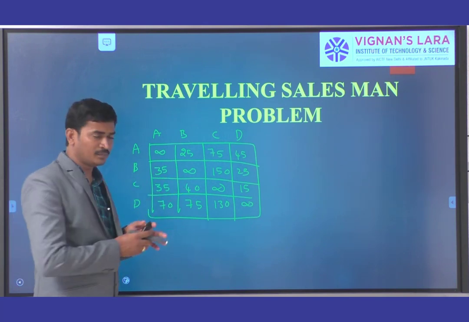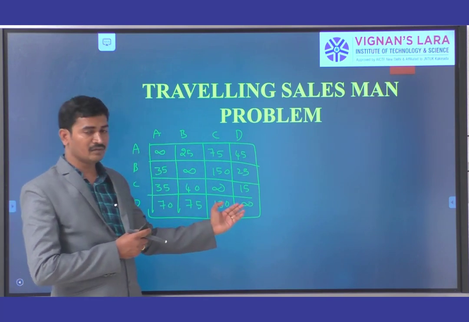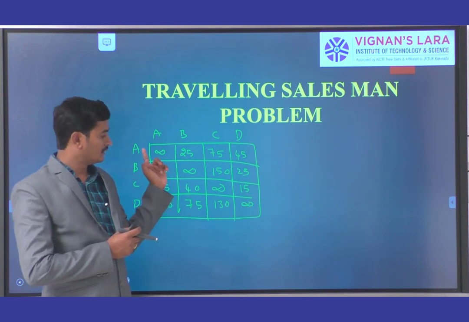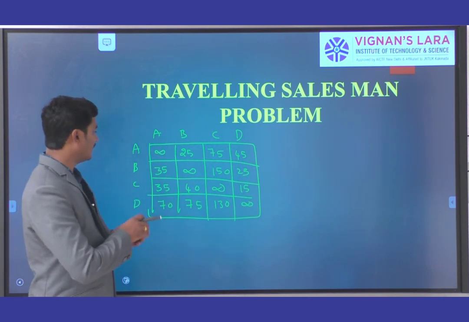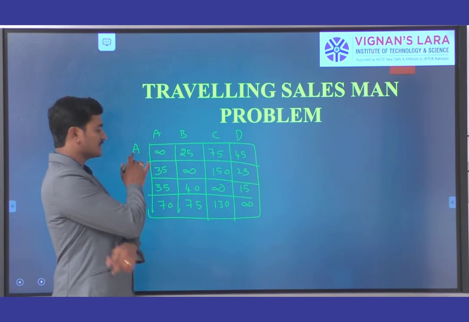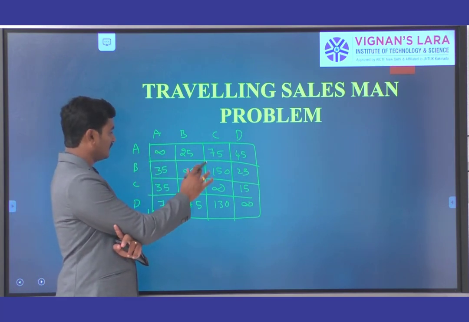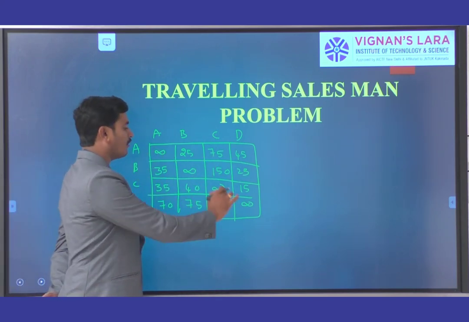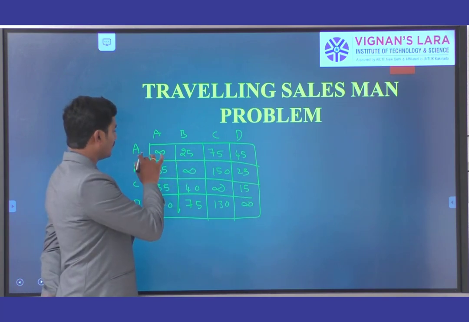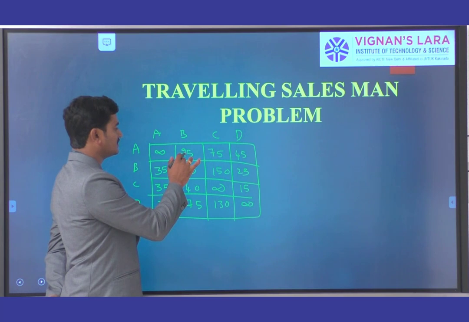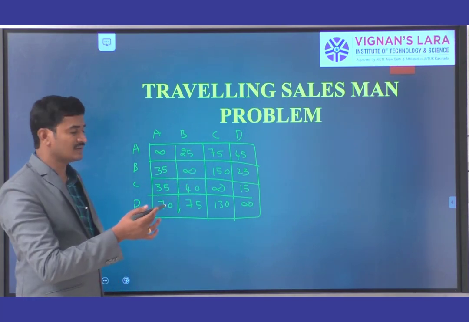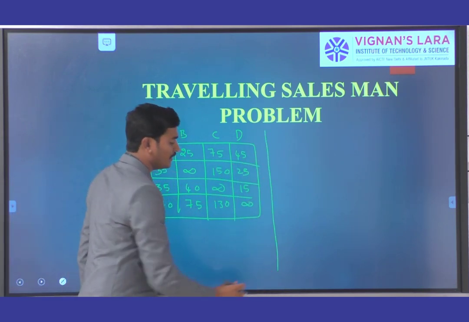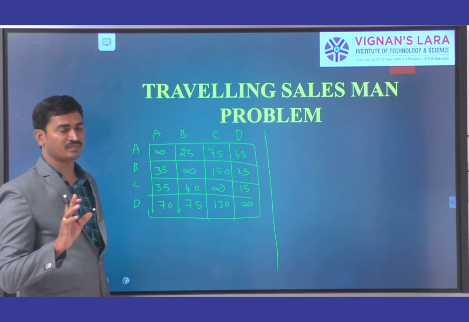If you see in this problem, diagonally we have infinity, or sometimes they give diagonal zeros. They give an infinity value, which means it is impossible, because A to A, B to B, C to C, D to D. But what is our rule? Our rule is the salesman has to visit all centers. He goes from station A to B, then B to C, then C to D, otherwise A to C, C to D, D to B, whatever it may be. There is no fixed sequence. The only rule is he won't repeat a visited station.